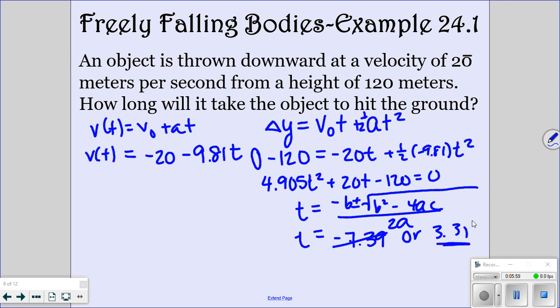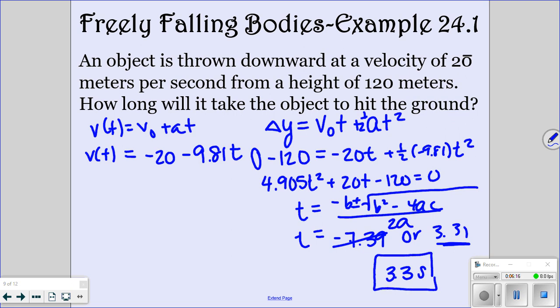And it says, how long will it take for it to hit the ground? So this is whenever the height gets to 0. It's this time. So we just need to look back and see our sig figs. We have 2 sig figs in our problem, so we're going to do 3.3 seconds.